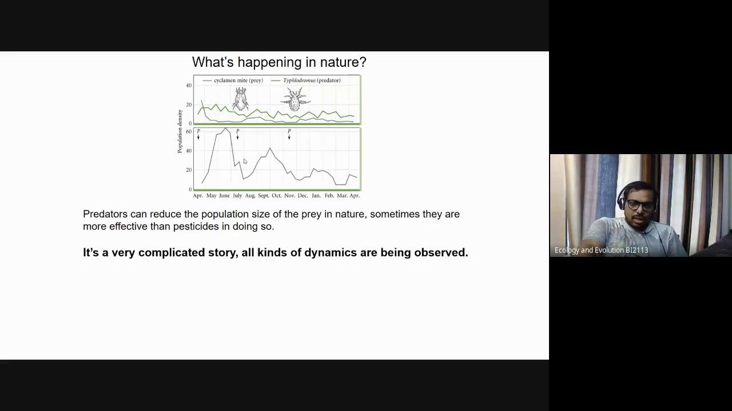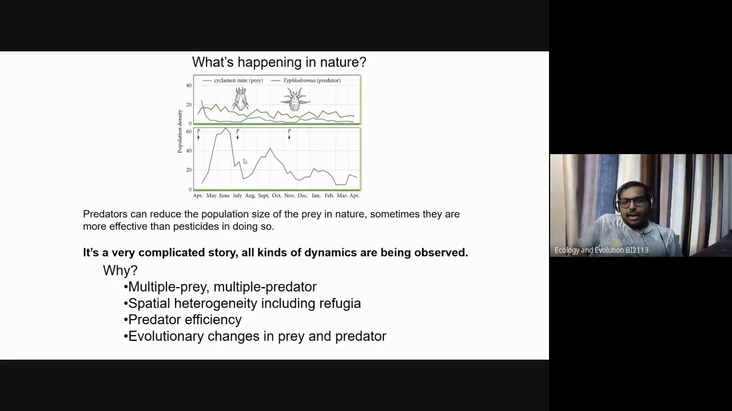So as I said, if you look at a large number of systems, you realize that it's a very, very complicated story. All kinds of dynamics you end up observing, and that is also happening because in the lab situation and those simple simulations that we did, we considered one prey, one predator. But in most of the natural cases, you have multiple preys, you have multiple predators. And the moment you introduce those complexities, the dimensionality of your system increases. And obviously, then you end up getting much richer dynamics, including those kind of complicated cycles.